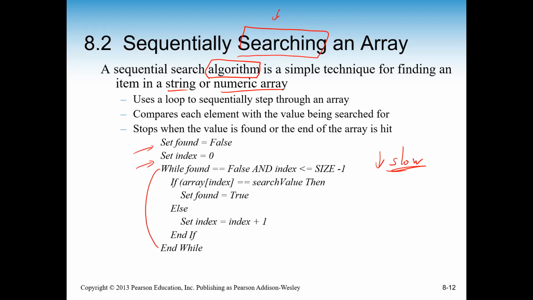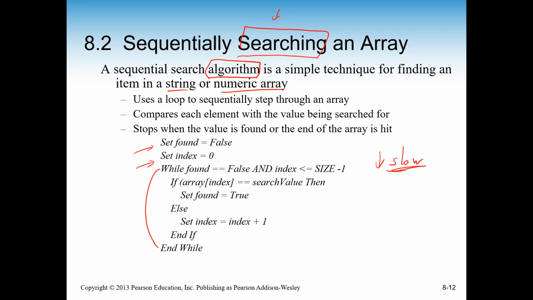While found equal false, right? That's the stopping criteria. So we haven't found it, so it's false. And also we have to make sure that we haven't gone over the bounds of the array. So we can say index less than or equal to size minus 1. You probably could have also said less than size, right? So there's various ways of solving this. And that kind of thing, you'll just have to get with practice.